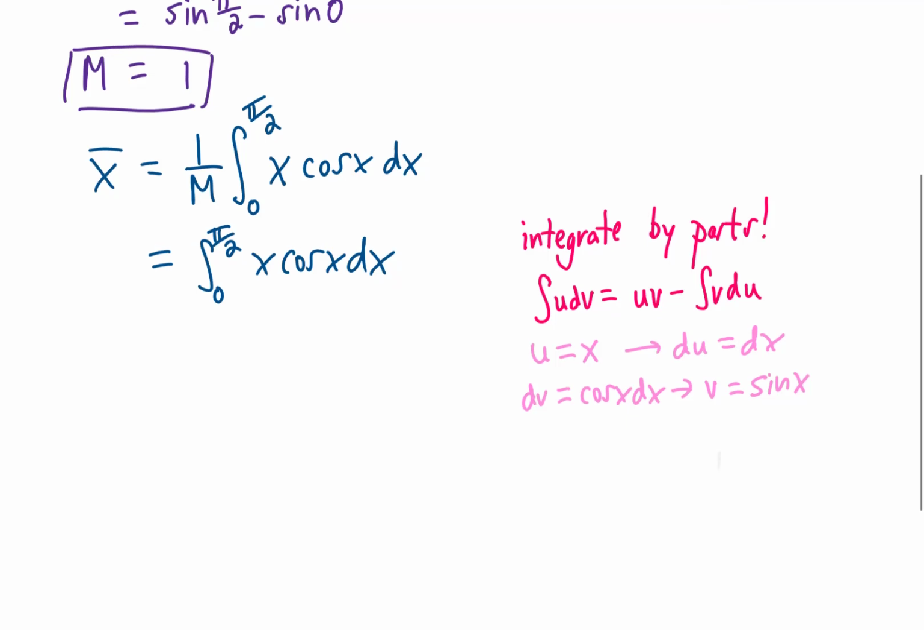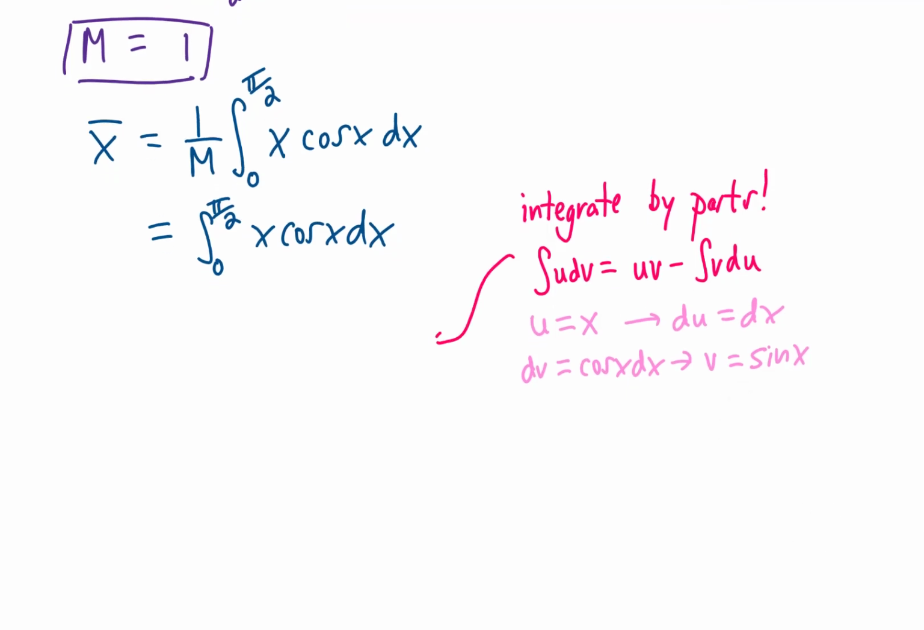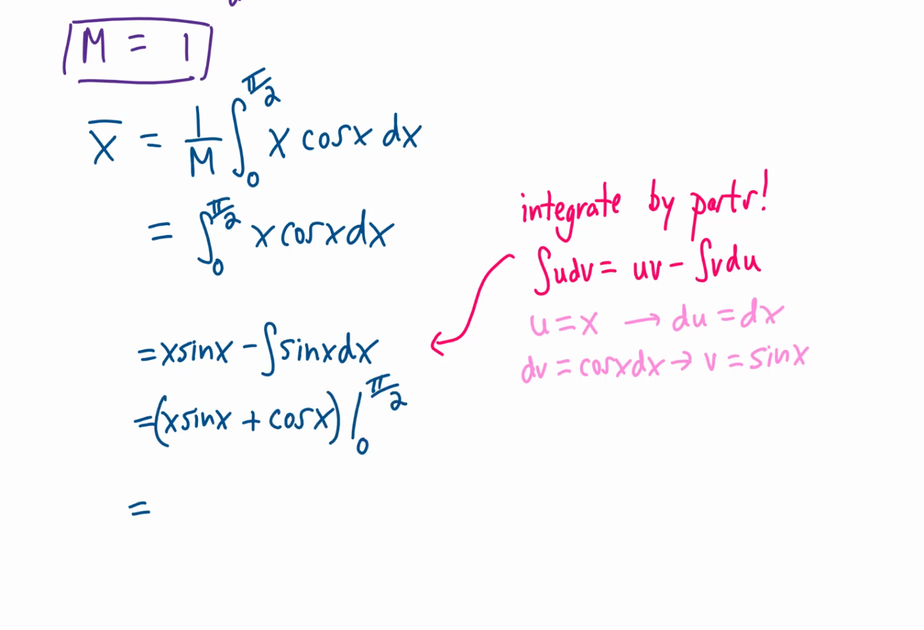Now plugging all of that into this formula for integration by parts tells us that our original integral can be written as x times the sine of x, that's uv, minus the integral of v du, which is just the integral of sine of x dx. We can integrate sine of x dx, which is negative cosine x, and we can evaluate this whole thing between 0 and pi over 2, and let's see what we get.